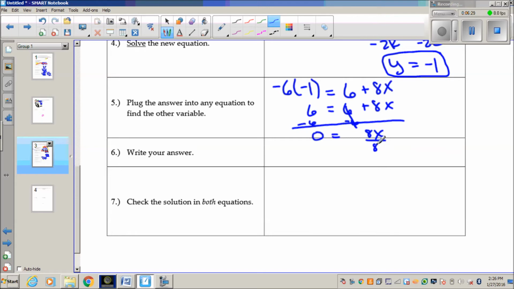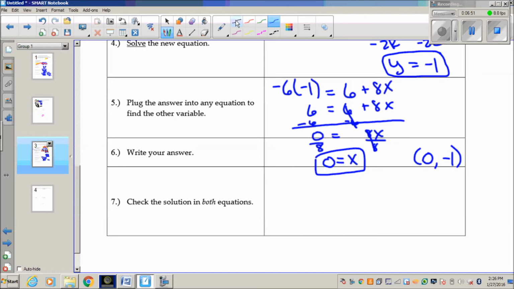I'm going to divide by 8, and x is going to equal 0. 0 divided by 8 is 0. So now I have my answer. X is equal to 0, y is equal to negative 1. Or again, you can write it as a coordinate, (0, negative 1).